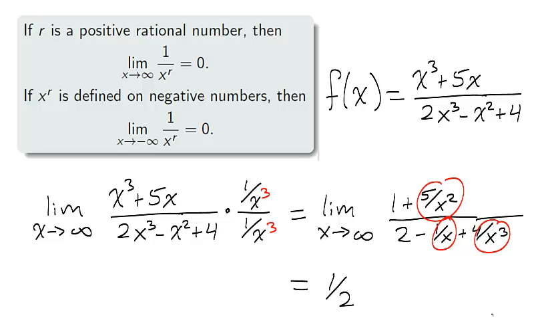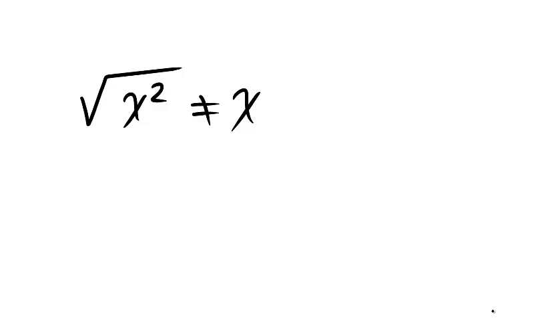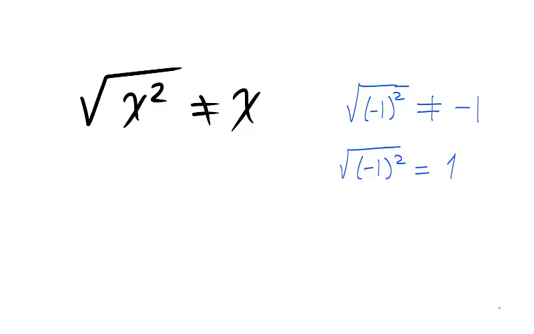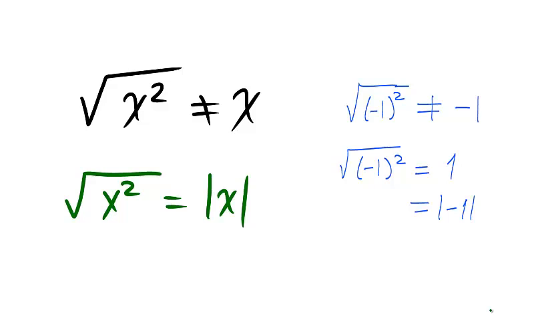This technique can be extended beyond rational functions to include roots. But before we work an example, it should be noted that the square root of x squared is not x, at least not at all values of x. Otherwise, the square root of -1 squared would be -1, when in fact it is +1. Note that the absolute value of -1 is +1. The equation which we are looking for is that the square root of x squared is the absolute value of x.